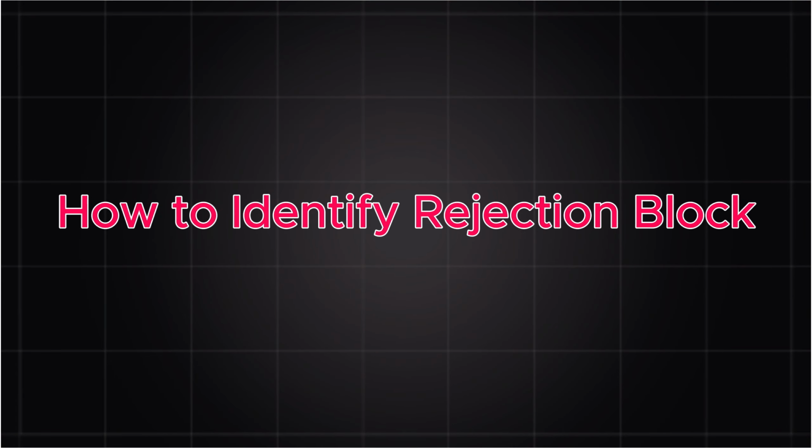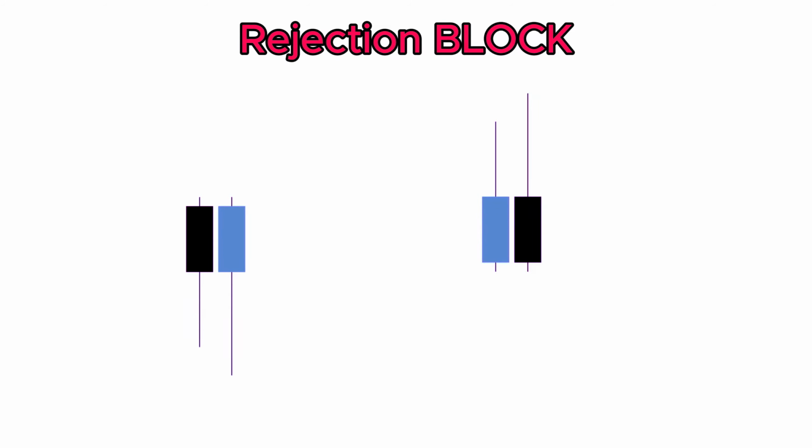Let's understand how to identify a rejection block. First, a rejection block consists of two candles, where our area of interest will be the range of the wicks of both candles. It does not matter which wick is longer or shorter. If there is only one candle with a long wick, this is considered a simple rejection and an indication of volume entering the market. There is a probability that the subsequent candle will just continue the movement.